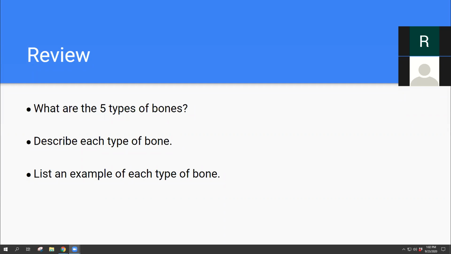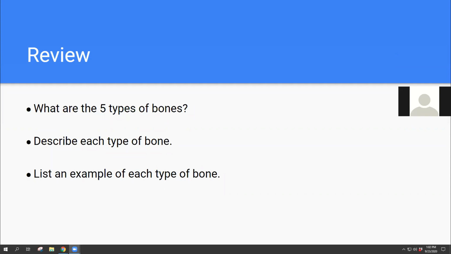Stipanov, what's the definition of a long bone? A bone that's longer than the width. Okay, longer than it is wide. Good. Colby, what is an example of a long bone? Your femur. Your femur. Excellent.